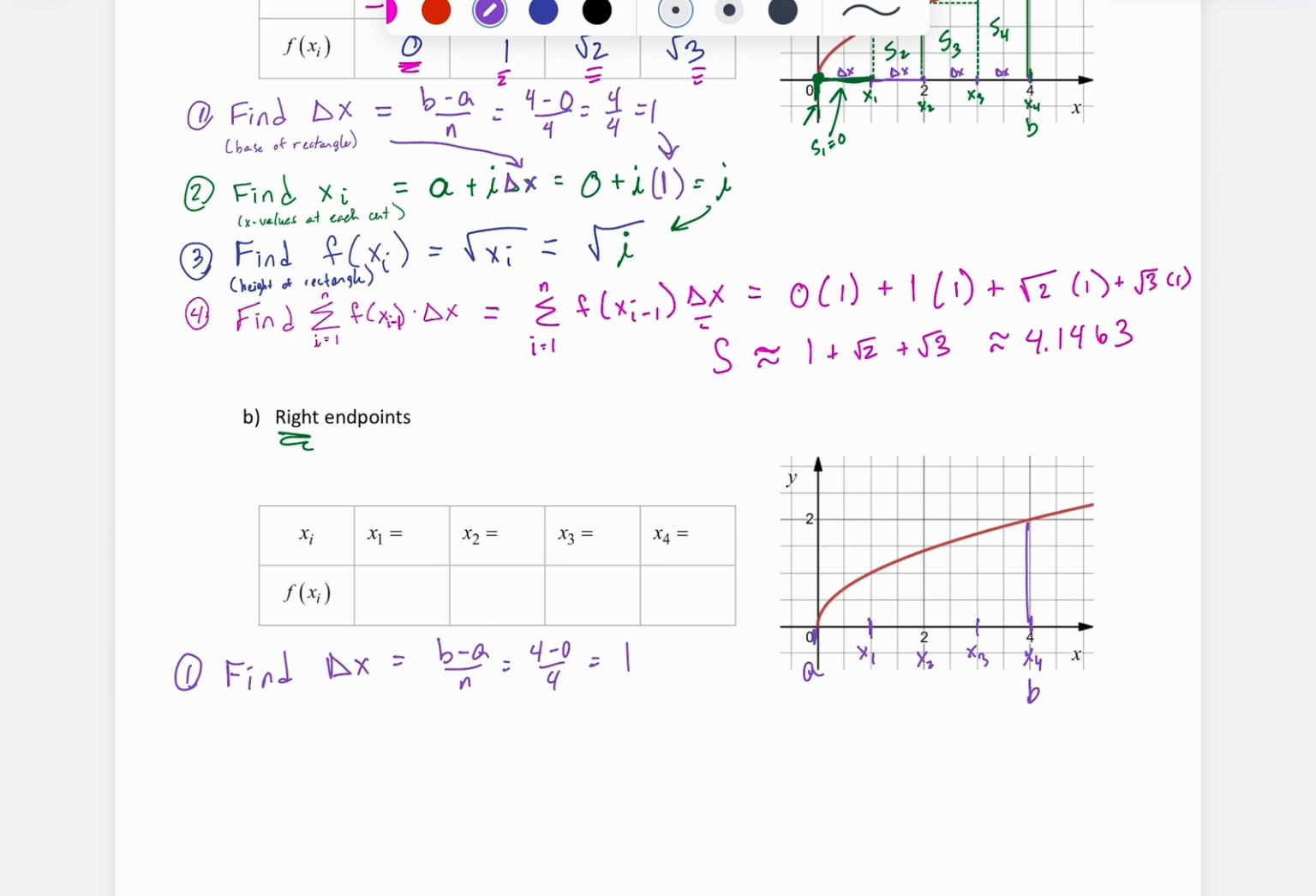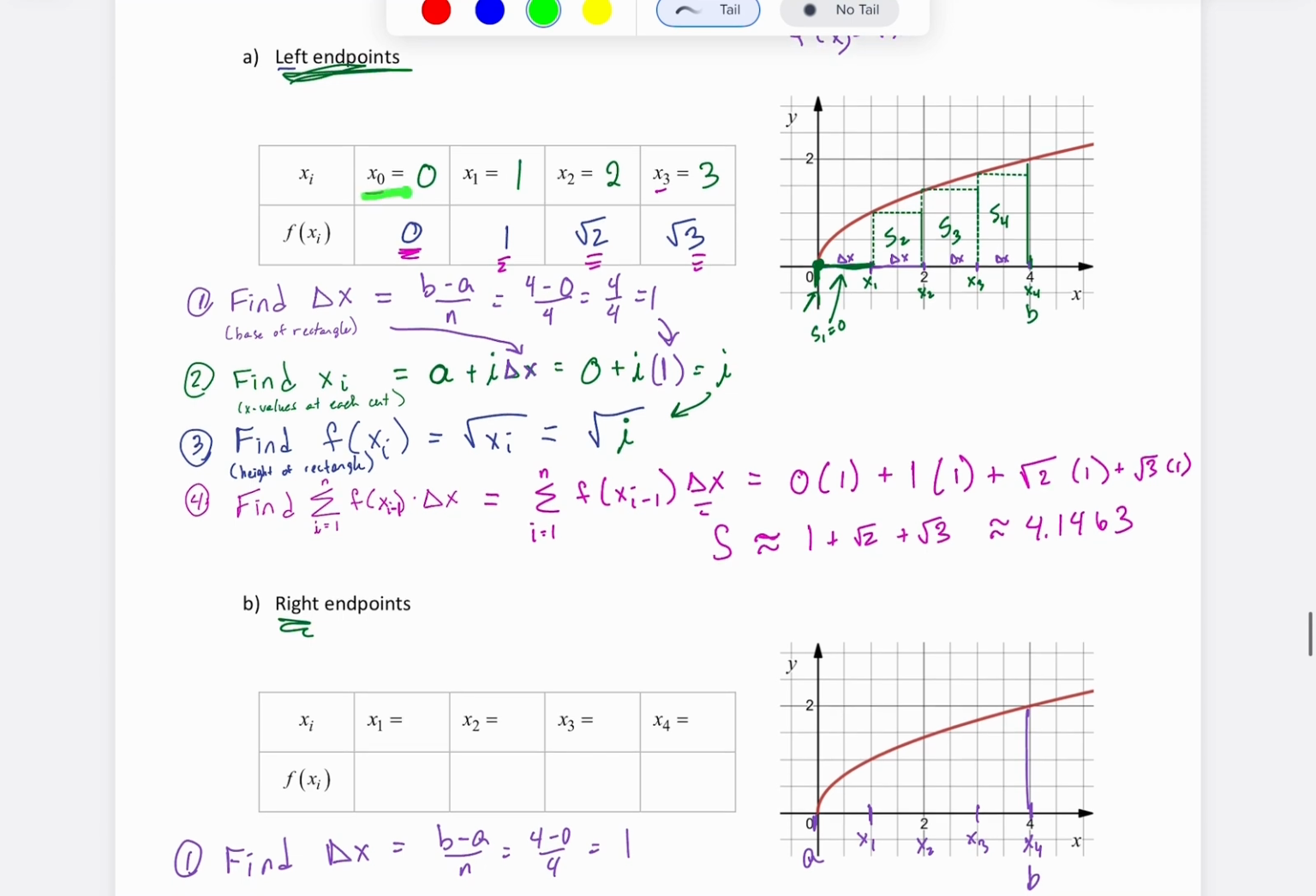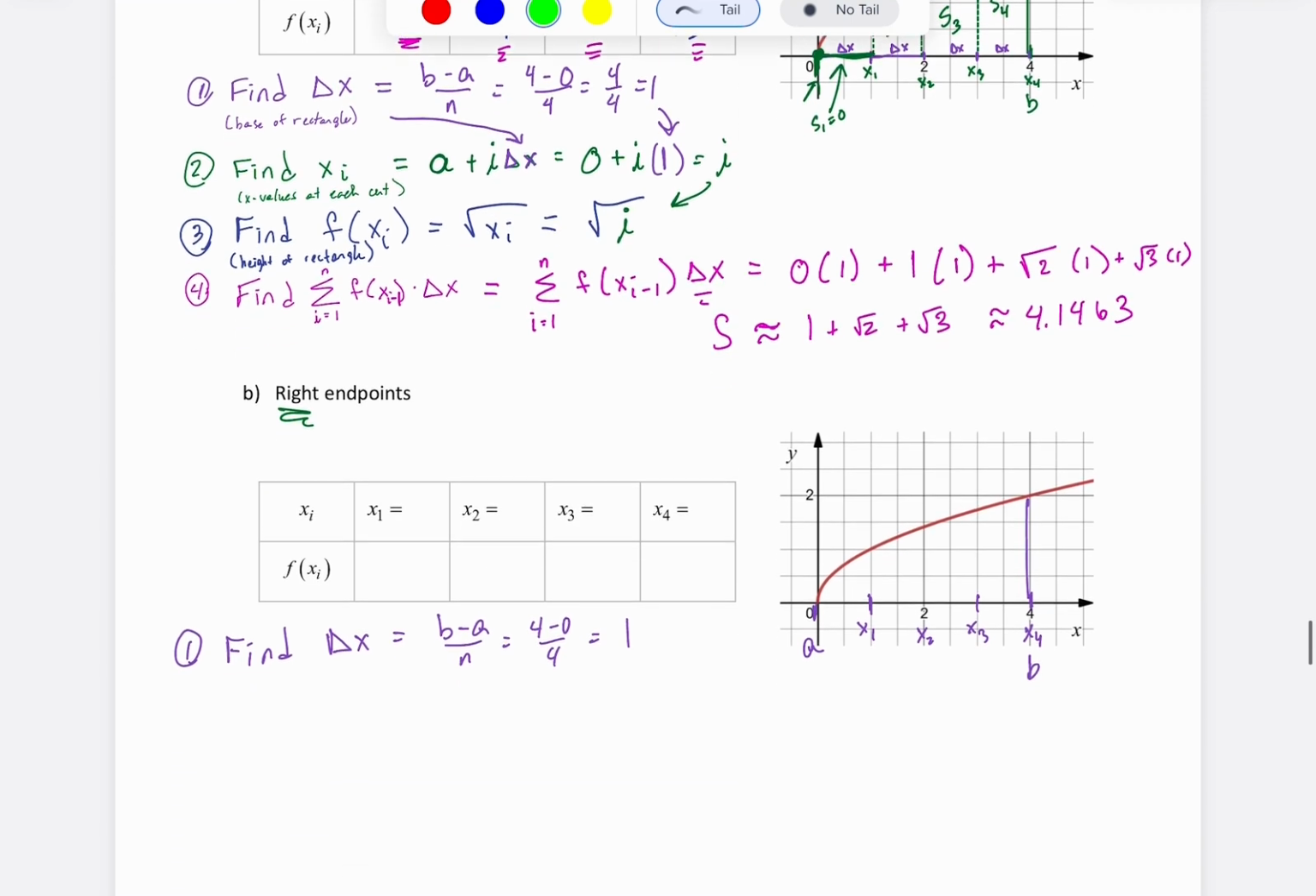The difference this time is going to be when I build xi, well actually step 3, because now I'm looking at the right-hand side of each interval. So for this first interval, I'm looking at the right side. Where does the right side of the curve hit on this interval? It hits right here. So that's my height at x1. So my first height is going to be at x1 instead of x0. So on my table, I write x1. When we were using left-handed, we used x0 as our first height. So our first height starts at x1 and goes up to the curve.